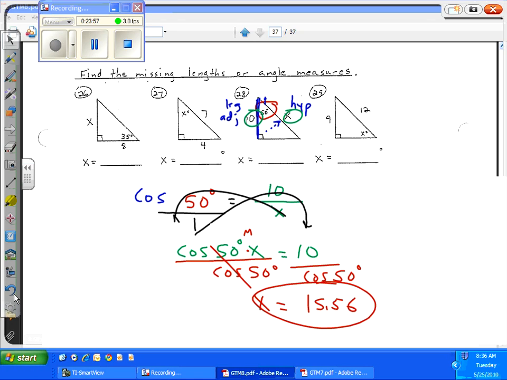Any questions on 29? 28, excuse me. 28, 15.56. Okay. Number 29.